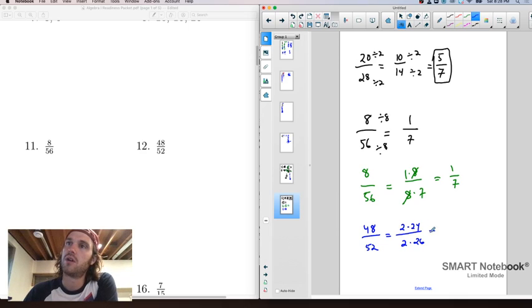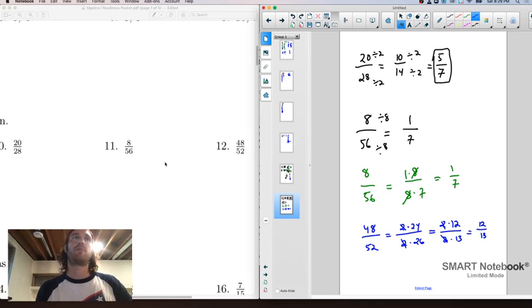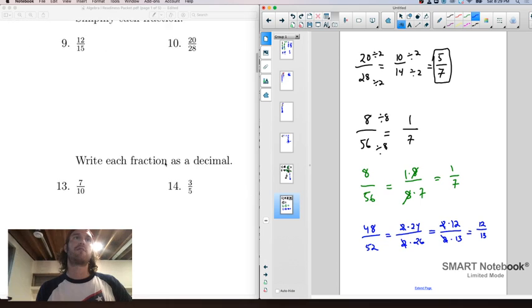Okay, let's keep going. I'm going to cancel those 2's. So now what can I do with 24 and 26? I can pull a 2 out and do 2 times 12. I can pull another 2 out, and that's 2 times 13. The 2's cancel, and 12 over 13 is our answer. Beautiful. 13 is a prime number, so I know I'm done. Can't break it apart any further.